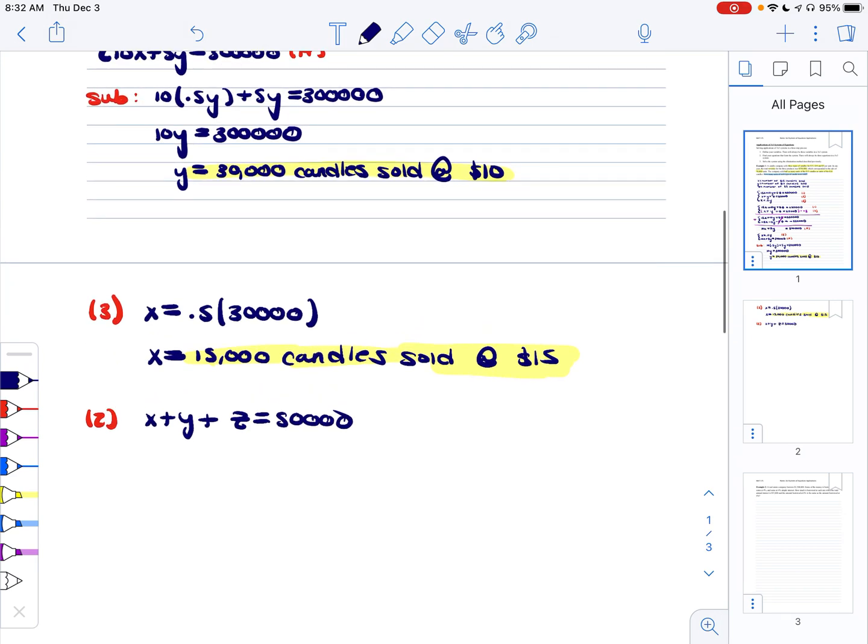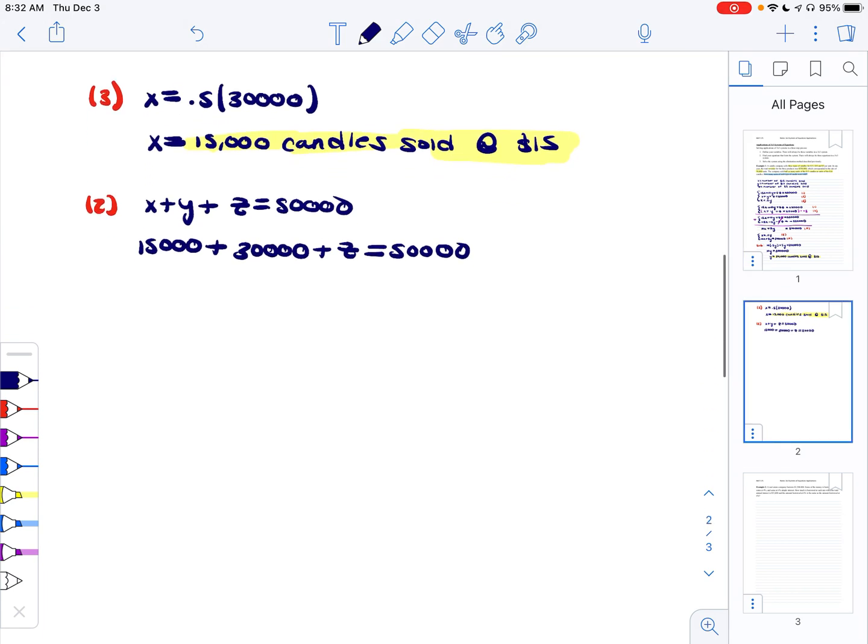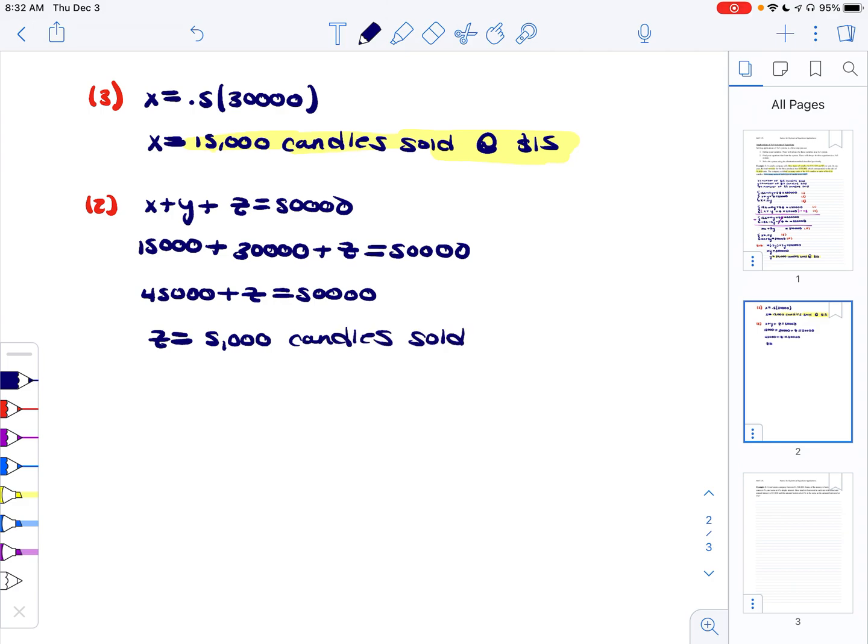Okay, and then plugging in what we know, we'll have 15,000 plus 30,000 plus z is equal to 50,000, or 45,000 plus z is equal to 50,000, which means z is equal to 5,000 candles sold at $5.